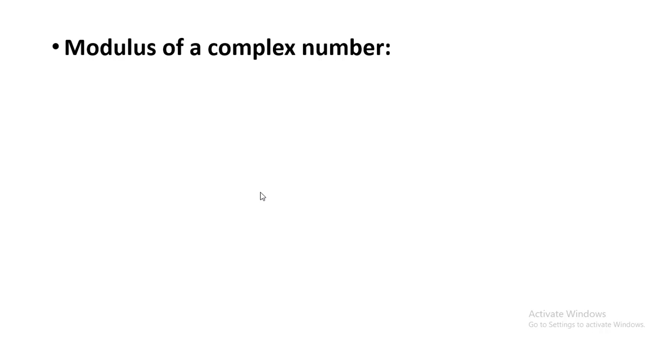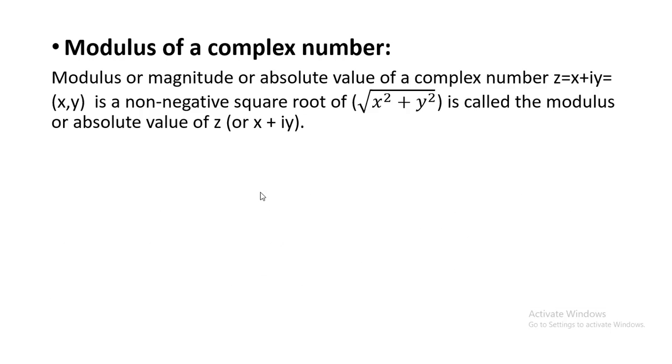Now, the modulus or magnitude or absolute value of a complex number z equals x plus iota y, with x comma y, is the non-negative square root of x square plus y square, and is called the modulus or absolute value of z or x plus iota y. Now what does that mean?